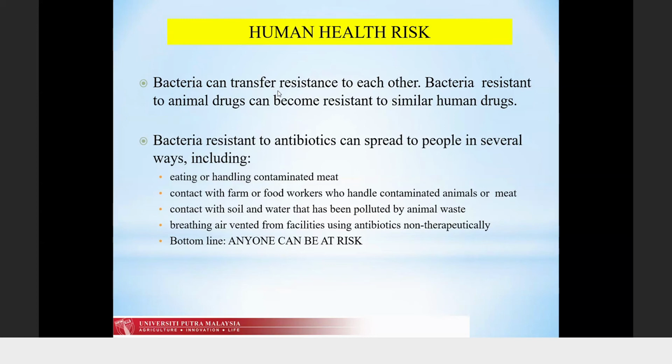Then breathing air vented from facilities using antibiotics non-therapeutically. This is actually using antibiotics at low dose, as growth promoters, for a long time, which could lead to the spread of resistance, because the bacteria become resistant when it's being used at a very low dose. So that's why there is now worldwide concern that antibiotic growth promoters should not be used. And in Malaysia we are still using, but slowly we are phasing off.